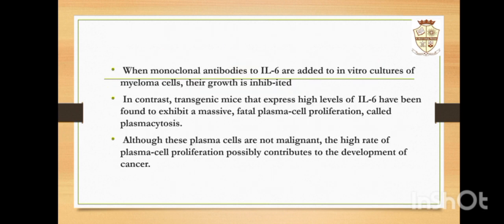When monoclonal antibodies to interleukin 6 are added to in vitro cultures of myeloma cells, their growth is inhibited. In contrast, transgenic mice that express high levels of interleukin 6 have been found to exhibit a massive fatal plasma cell proliferation called plasmacytosis. Although these plasma cells are not malignant, the high rate of plasma cell proliferation possibly contributes to the development of cancer.